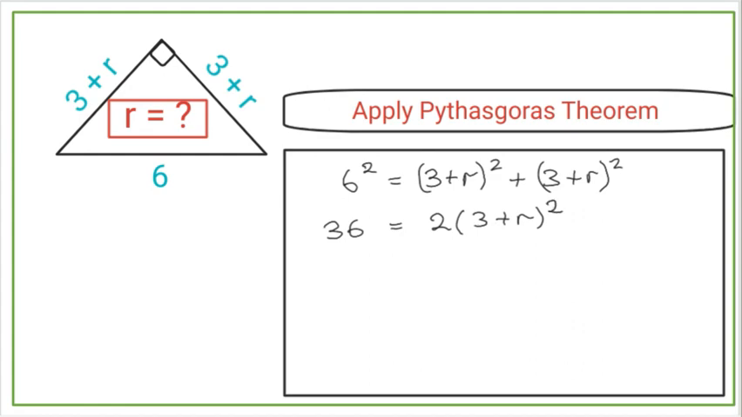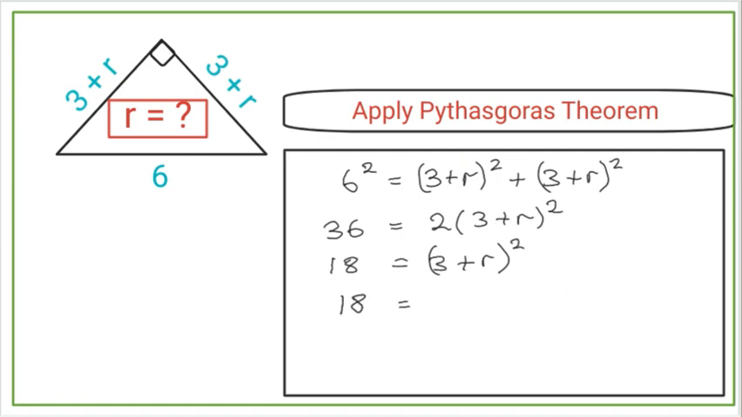So far so good. Now we want to simplify more, so we can divide both sides by 2. Okay, and that's going to give us 18 over here, and we have (3 plus r) squared on the right hand side. So let's square everything out and let's create a quadratic. So we get 18 here.